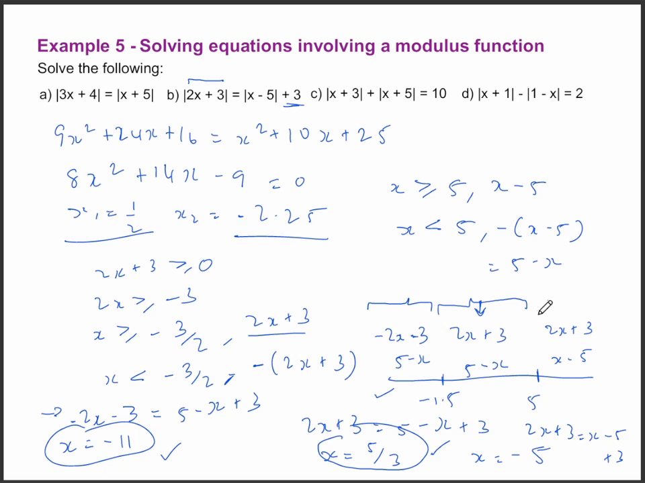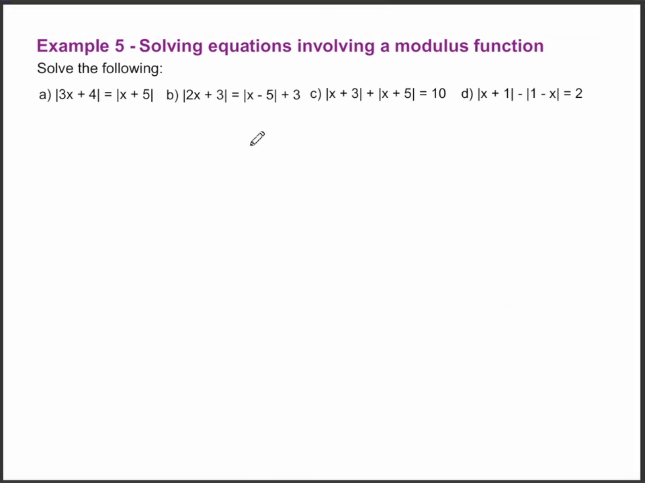And for the last one, we got the interval of greater than 5, and the answer we got was -5. And does -5 lie in this interval? No, it doesn't, right? So the only two answers will be x equals -11 and x equals 5/3. Moving on to C, we do the same thing again.